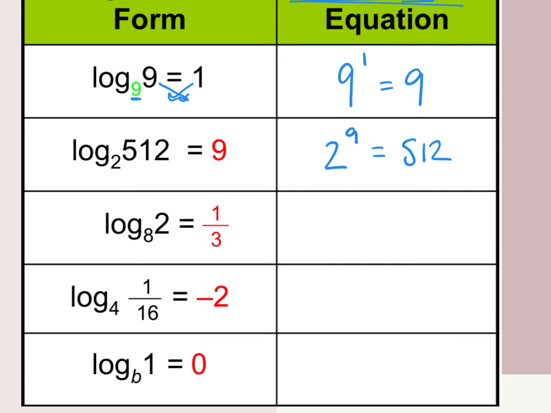Number 3, what's our base? 8. What's our exponent? 1 over 3, and then what's that equal to? 2. So if we wrote it down here right below, we have 8, that's our base, that stays there. We have to switch the 1 over 3 and the 2, so 1 over 3 goes here, and that's equal to 2. Again, if it helps you, just write it right below it. That way you can see you're just switching the second two numbers.